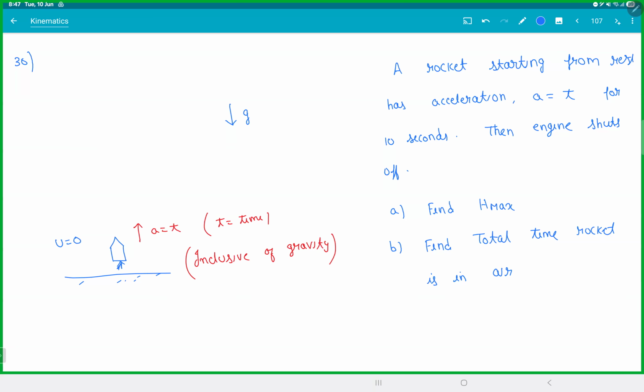If a is equal to t, can I use my kinematics equations? You can't use them. You can't use v is equal to u plus at, s is ut plus half at square. That is the first thing. Be careful. Those equations are valid only when a is constant.